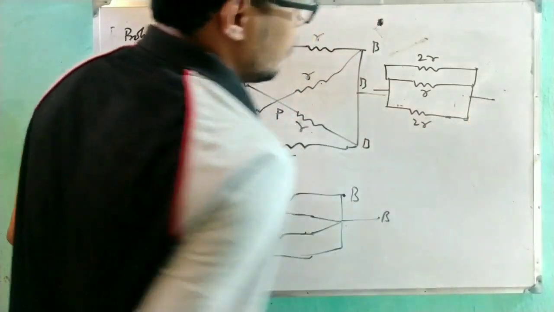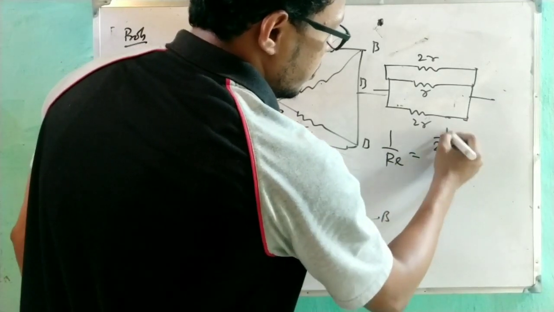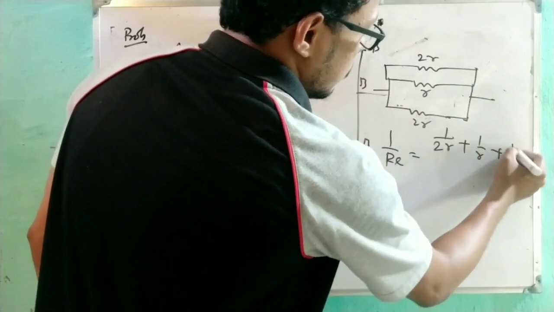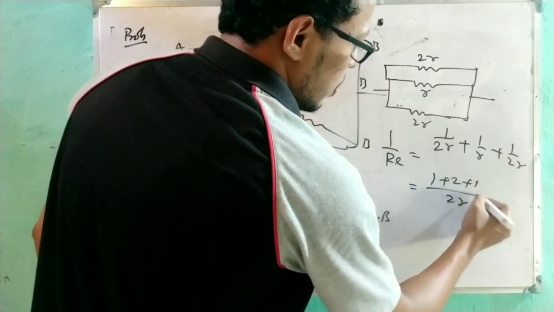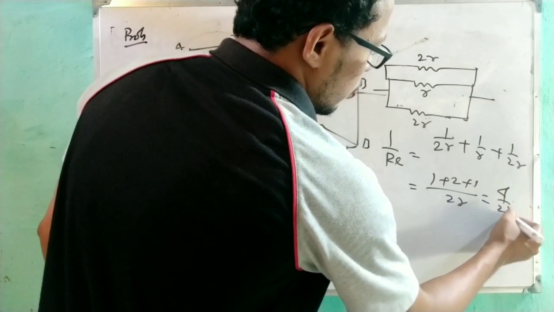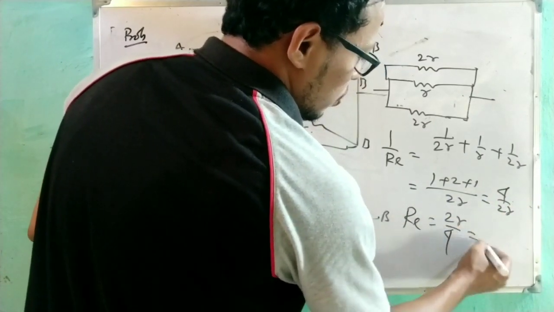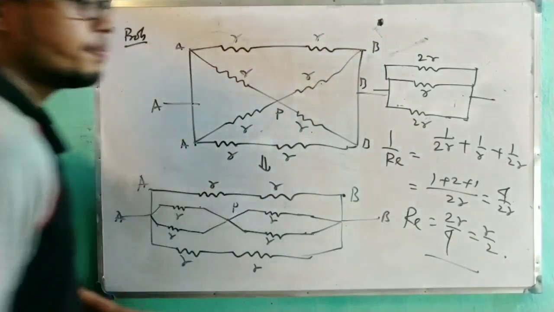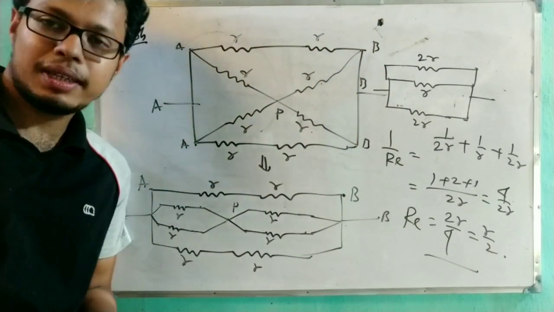So the equivalent will be 1 by RE equals 1 by 2R plus 1 by R plus 1 by 2R. So it will be 1 plus 2 plus 1 over 2R, which is 4 by 2R, means RE will be 2R by 4, which is R by 2. Okay, this is the answer, and today's class up to this.